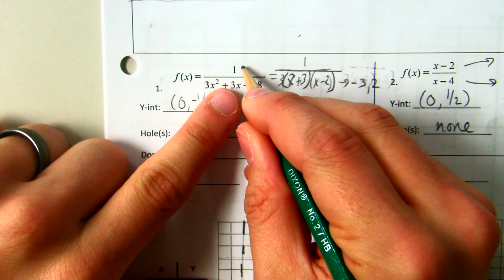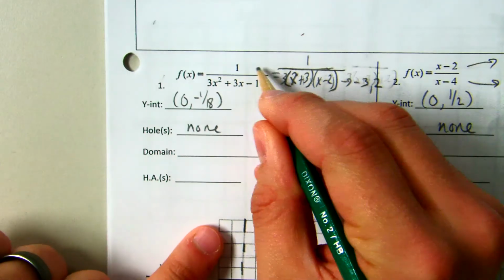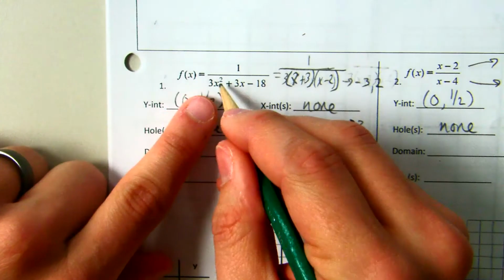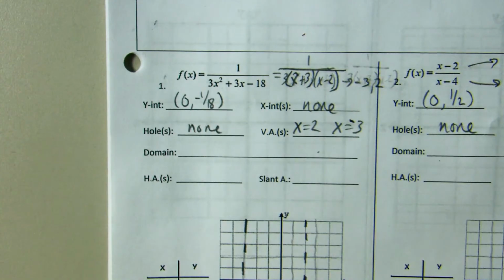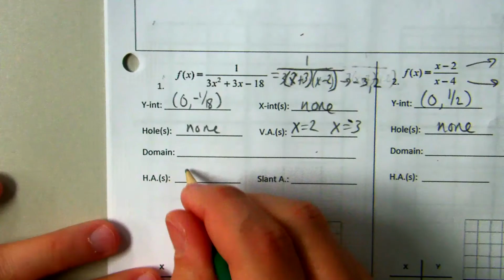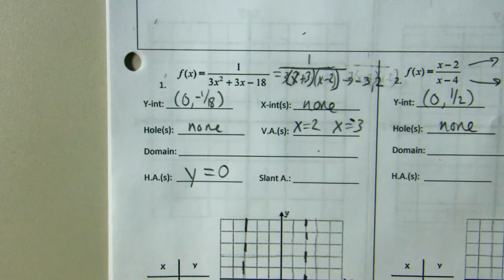Okay, so if I look at question 1, the degree of the numerator is 0 because there's no x's up here, and the degree of the denominator is 2. So in this case, if the degree of the denominator is bigger, the horizontal asymptote will be y equals 0.